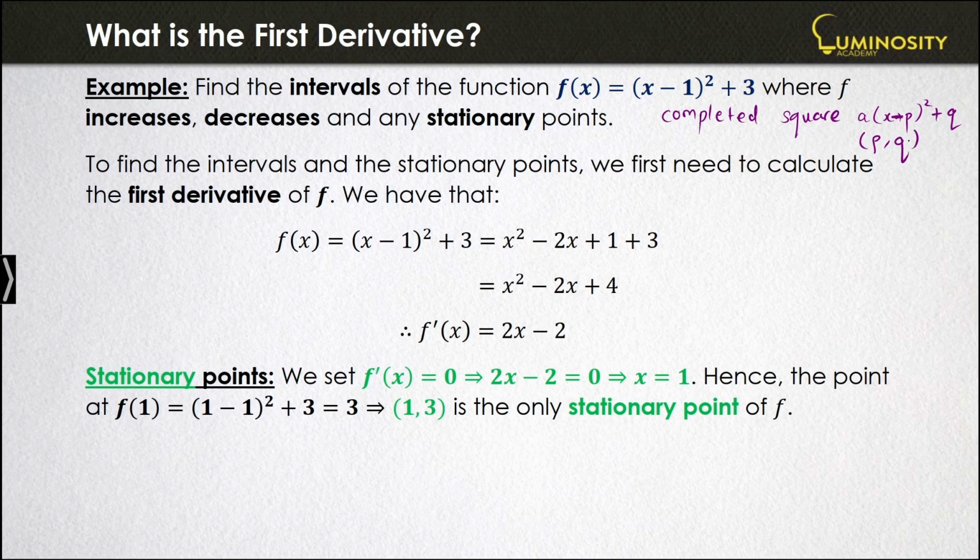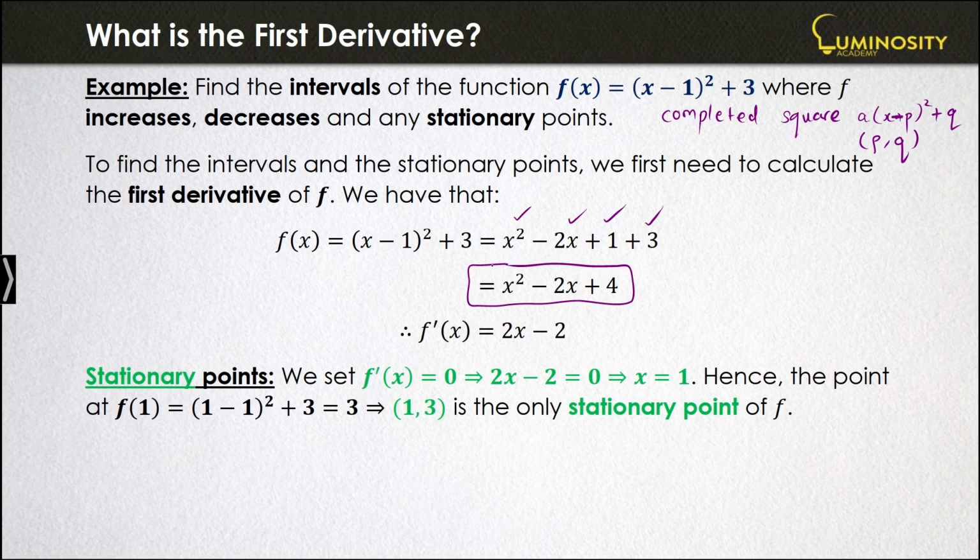Okay, so to find the intervals and the stationary points, we first need to calculate the first derivative. So to do that, I'm first going to expand out this product. So it's going to be x squared minus 2x plus 1, and then plus 3. And then adding that together, I get x squared minus 2x plus 4. Then I can use the sum and difference rules along with the power rule and see that the first derivative is 2x minus 2.